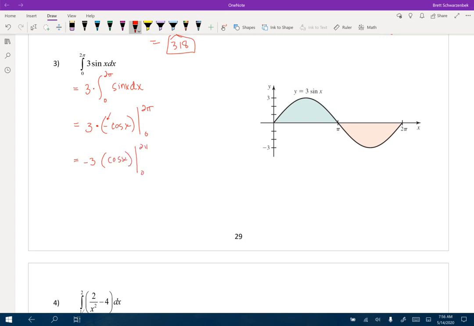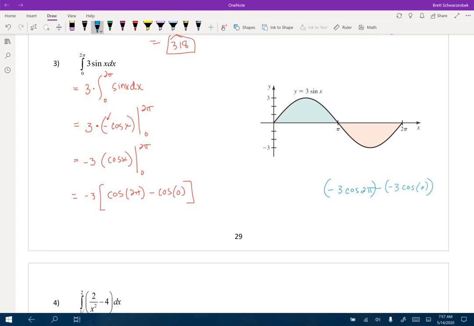So there's a couple ways to actually do this, but I suggest doing the following. When you evaluate this, keep the negative 3 out of here, and then just put a square bracket. And then just evaluate this function from 0 to 2 pi. So how do you do that? You do cosine of 2 pi, plug in the 2 pi first, minus cosine of 0, plug in the 0 second. So instead of doing negative 3, by the way, just to be clear, you could have done negative 3 cosine 2 pi minus negative 3 cosine 0.